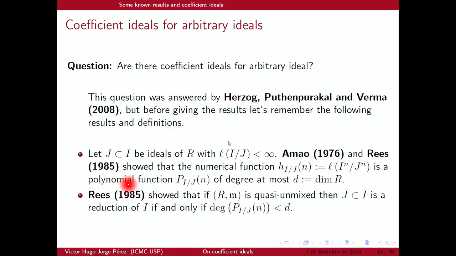And then they show the same using quasi-mixed indices, that J is a reduction if and only if it satisfies this strict inequality. The degree of the polynomial is less than d.